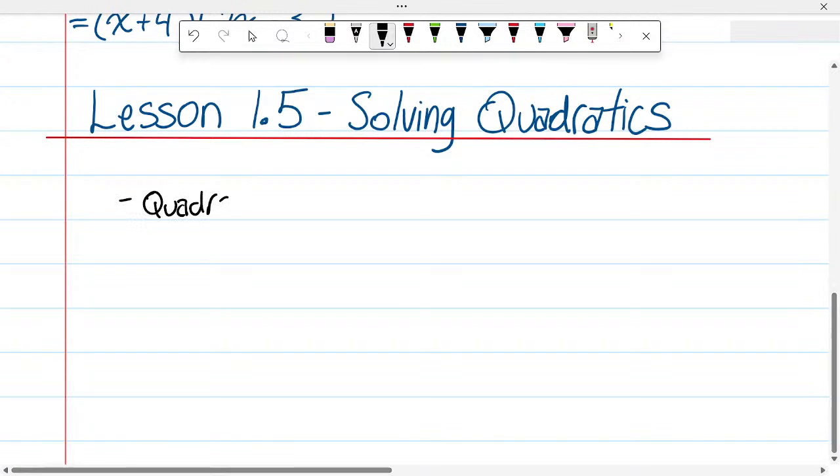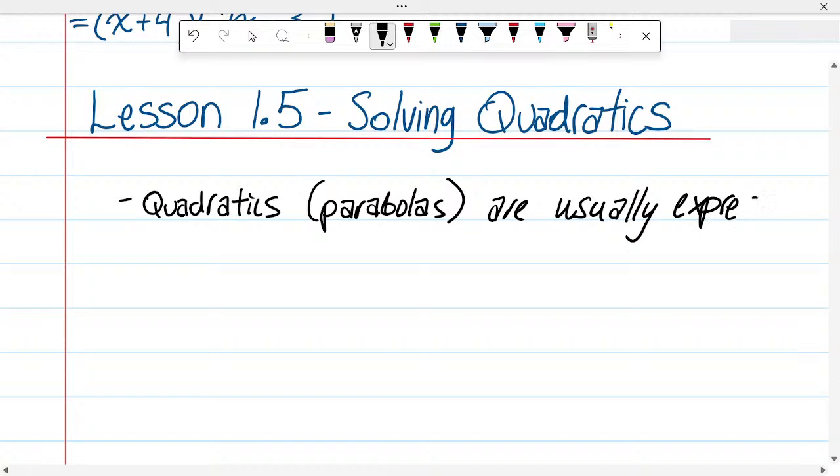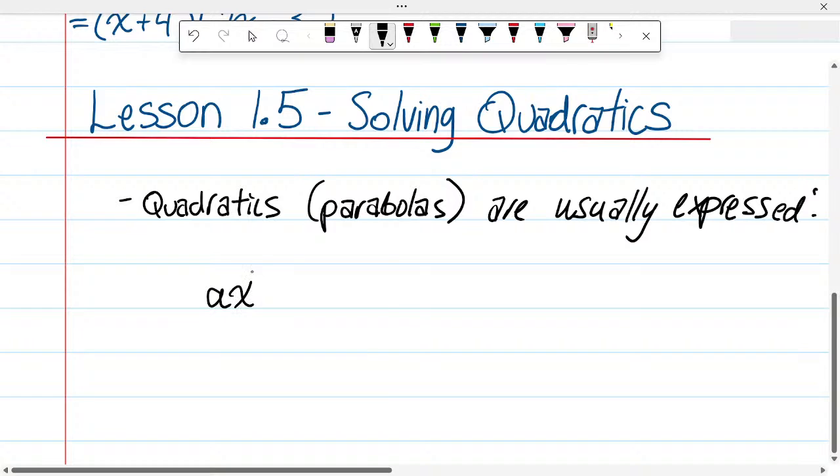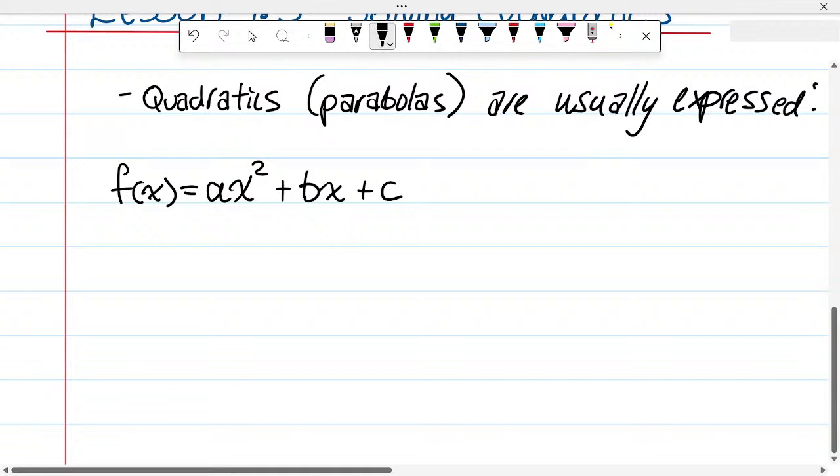Okay, so quadratics take three major forms, right? So we usually express them as either ax squared plus bx plus c, and I'm going to say f of x equals, right? What notation is that again? Function notation. What form would we call that? Standard form. Good.